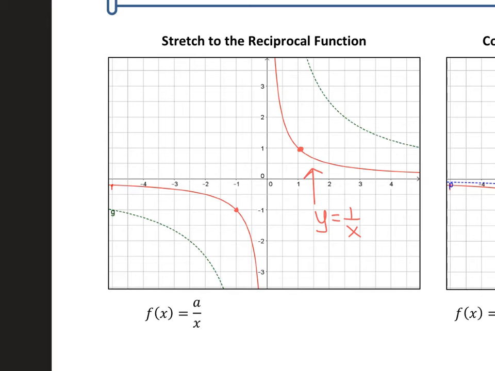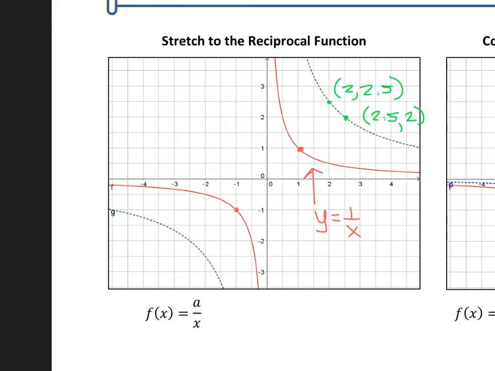Now how can I tell if this green dashed reciprocal function is being stretched or compressed? Well, the first thing you're going to do is look to see where it crosses directly on the grid. So I have a point here and I have a point here. This point here is 2.5 on my x variable and 2 on the y. And this point here is 2 on my x variable and 2.5 on my output variable.